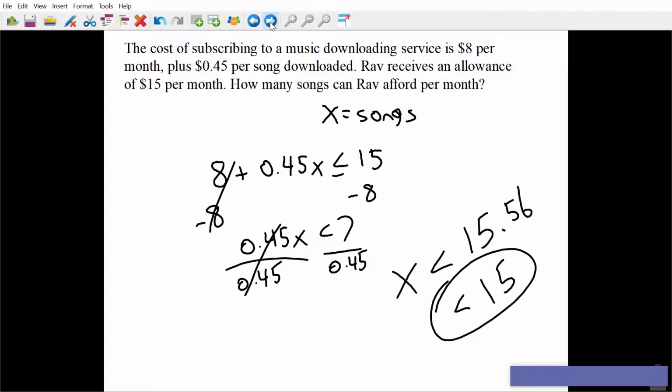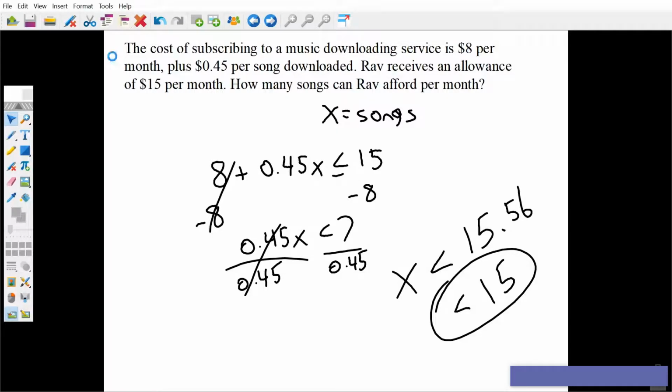So the first thing you have to do is establish your variable, x for songs. That should be equal to, we'll talk about that in a minute. So we want to find out how many songs Rav can afford. So his total budget is $15, so he has to be less than or equal to 15.